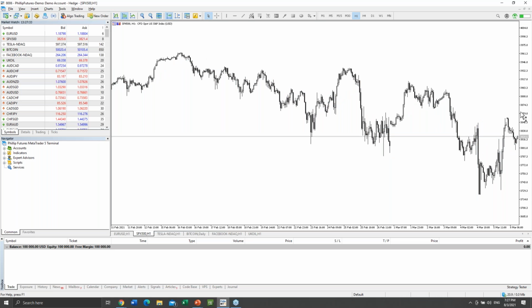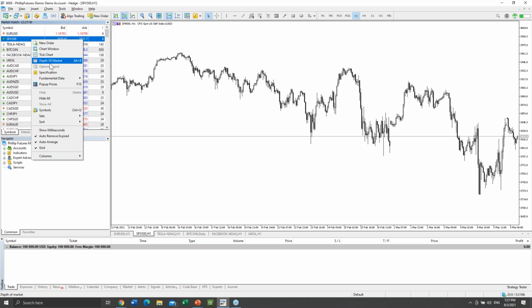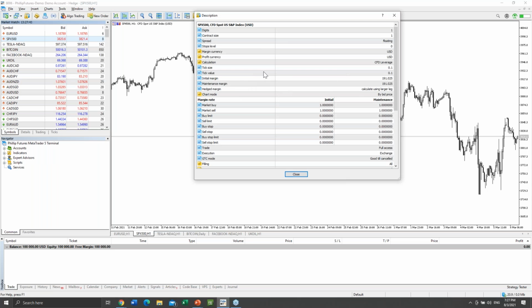What if you would like to find out more about the contract specifications? What you can do is go to the market watch panel, right click, and select specifications, then you find different information about it. For example, what is one lot? One lot is one CFD. You can see that the initial margin to establish a position in S&P 500 is as low as 101, and of course this is denoted in US dollars.